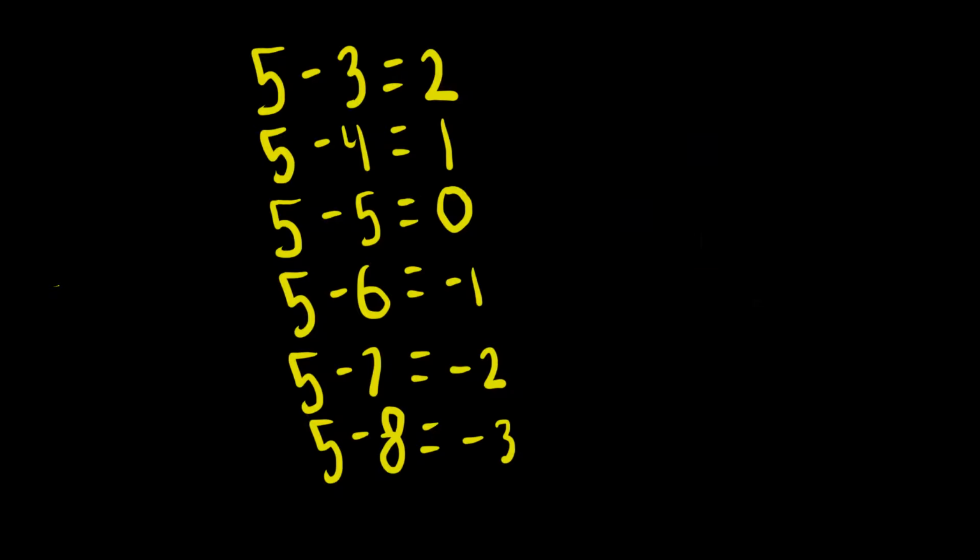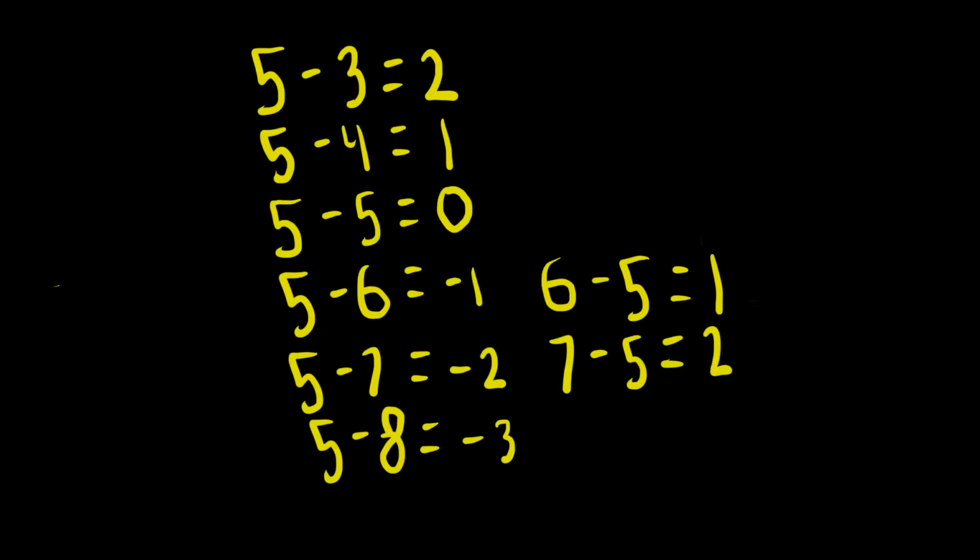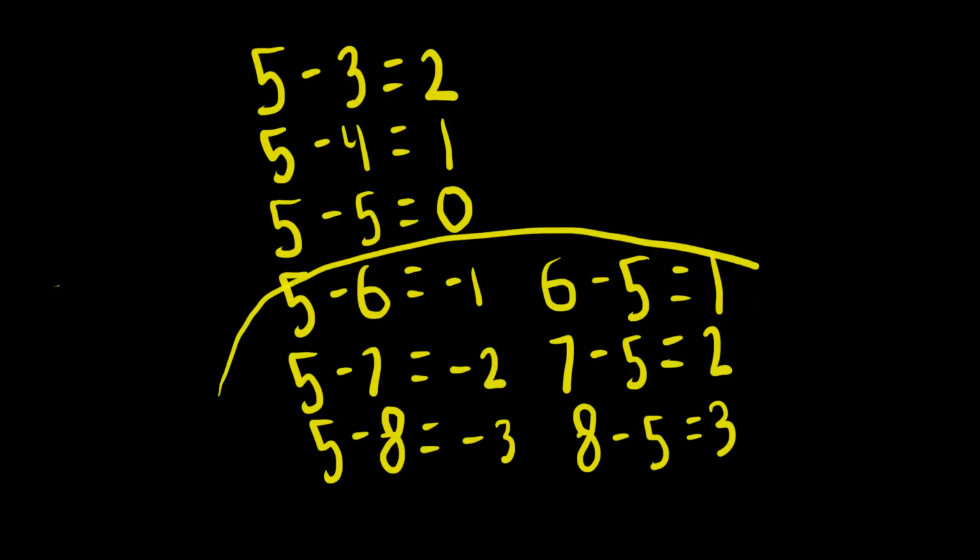Now let's take a look at our expressions and see any similarities or any opposites. So 6 minus 5 is equal to 1. 7 minus 5 is equal to 2. And 8 minus 5 is equal to 3. Now, do you see any similarities here between these expressions?